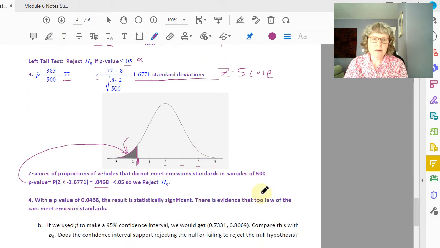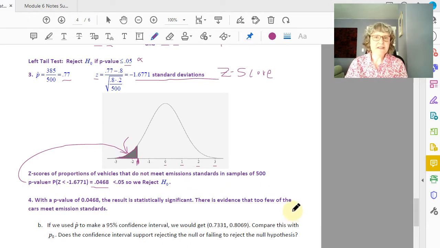So I wrote this out here: with a p-value of 0.0468, the result is statistically significant. There is evidence that too few of the cars meet emission standards. Okay, we'll go through this 2 more times, so hopefully it'll get more and more familiar each time.